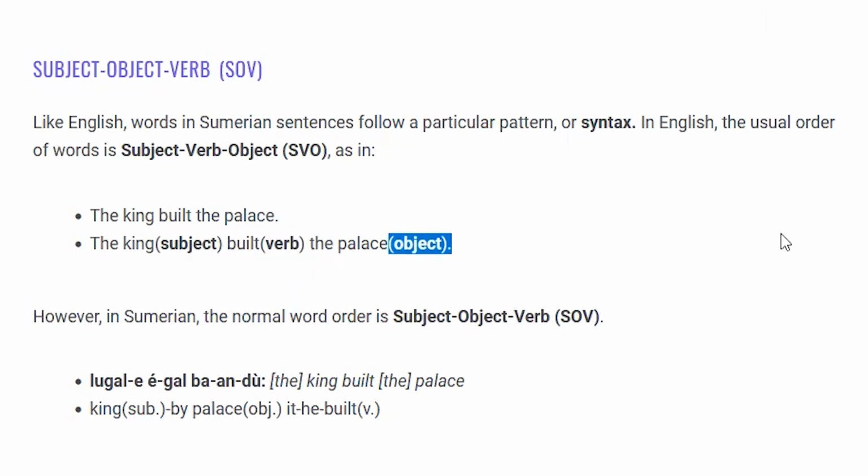Subject, verb, object. However, in Sumerian, the normal word order is subject, object, verb. Lugale egal ba'andu. The king built the palace. Literally, king, which is the subject, lugal, by, case marker e, palace, egal, palace, object, it, he built, ba'andu, the verb or the verbal chain.